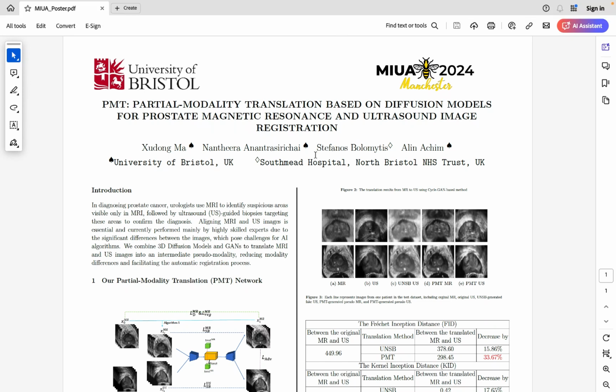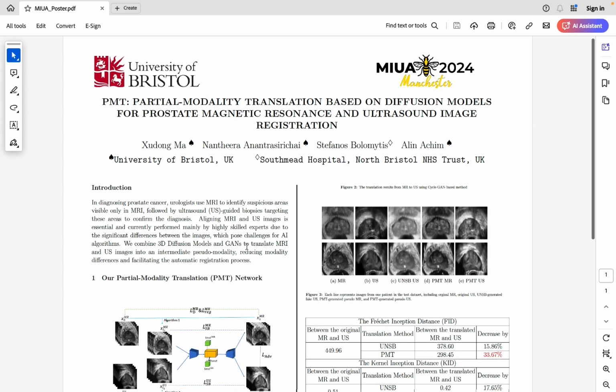Today I'm going to present my paper regarding partial modality translation based on diffusion models for prostate MR and ultrasound image registration. In the diagnosis of prostate cancer, the urologist needs to use the MRI to identify the suspicious areas visible only in MRI to guide the ultrasound biopsy targeting on those suspicious areas to confirm the diagnosis.